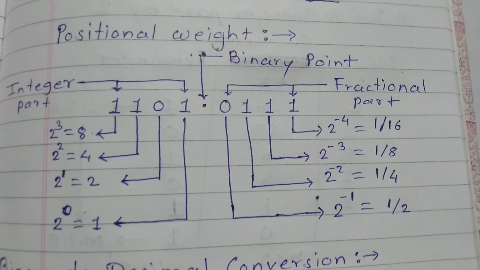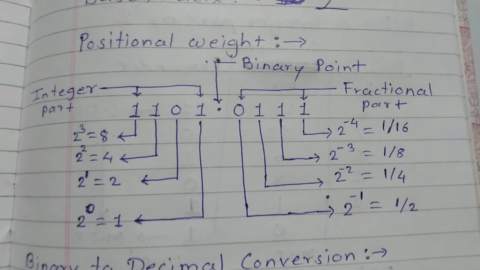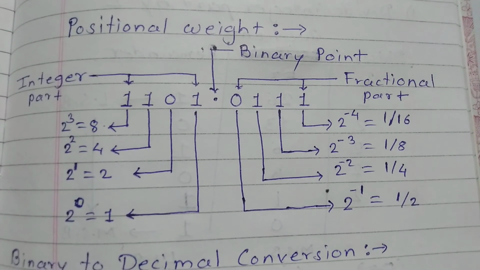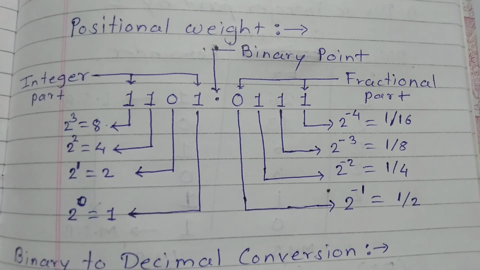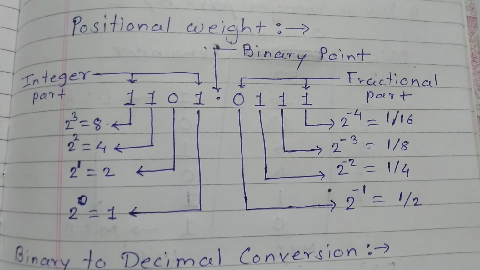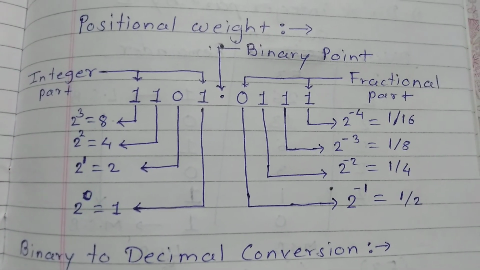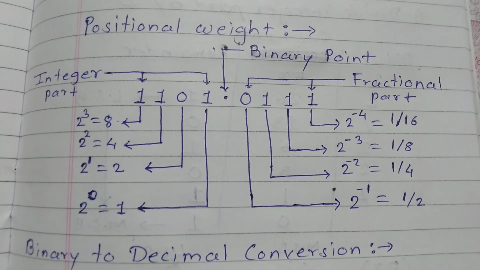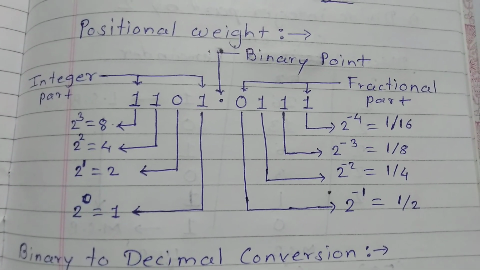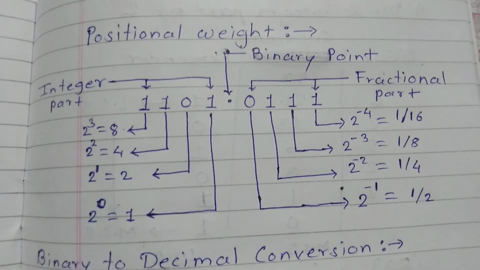If you see the fractional part, you'll find that the 0 has a positional weight of 2 raised to minus 1. 1 has a positional weight 2 raised to minus 2, 1 by 4. Then again 1 is there, 2 raised to minus 3, 1 by 8. And the last one is 2 raised to minus 4, that is 1 upon 16. So in this way, the positional weights are 1 by 16, 1 by 8, 1 by 4, 1 by 2. Then 2 raised to 0 is 1, 2 raised to 1 is 2, 2 raised to 2 is 4, and 2 raised to 3 is 8.